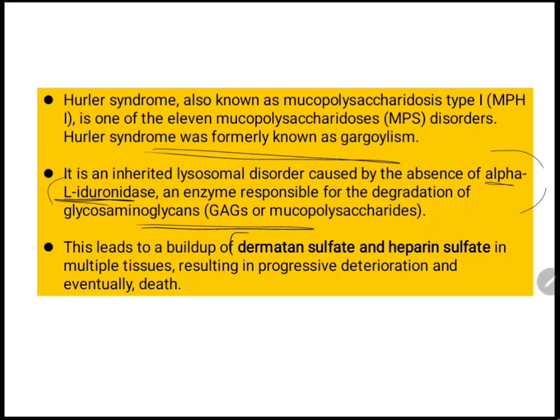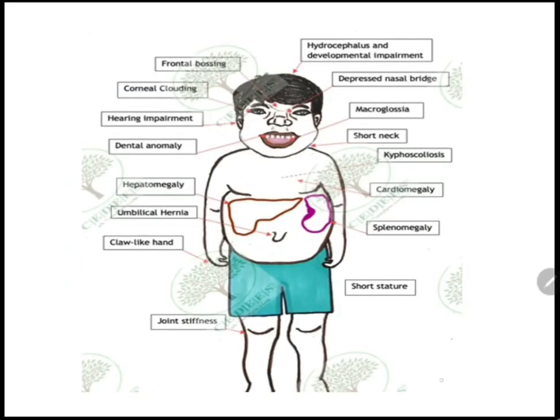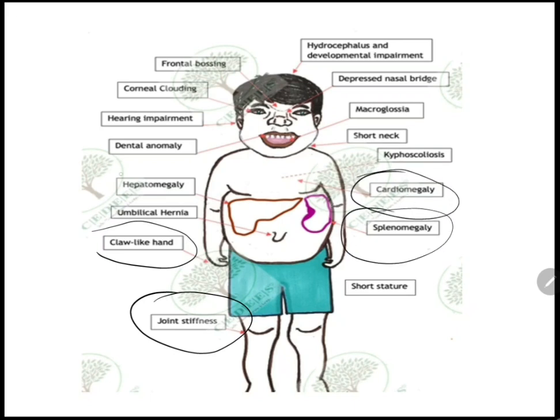Due to that, there's buildup of two main substances, dermatan sulfate and heparan sulfate. Due to buildup of these substances in multiple tissues of the body, it can result in a number of clinical signs and symptoms. It will build up in the joints and cause stiffness. It will cause claw-like hands, along with accumulation in vital organs, resulting in enlargement of the heart, spleen and liver: cardiomegaly, splenomegaly, hepatomegaly. It can cause corneal clouding, depressed nasal bridge, macroglossia.